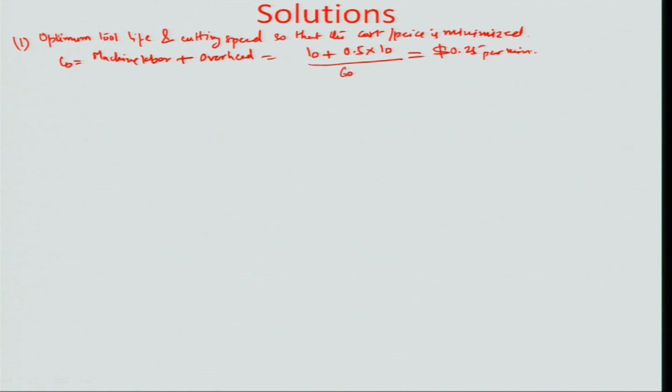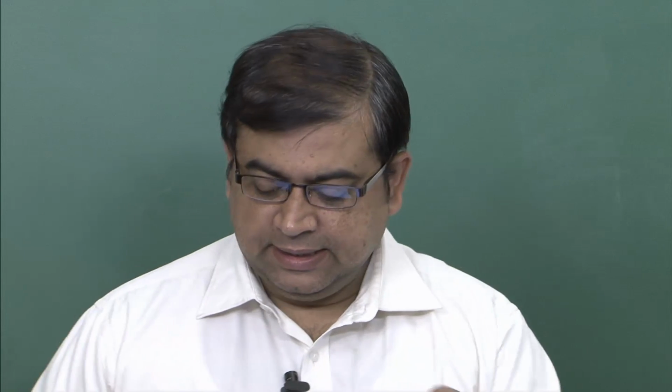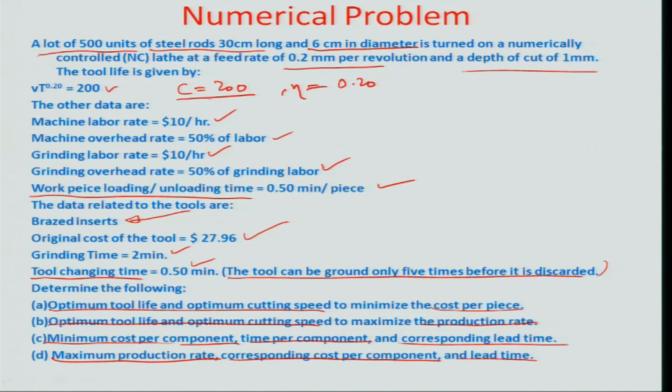and we also are interested in finding out the overall tooling cost, which also includes the original cost of the tool per cutting edge. This has been provided as $27.96, as illustrated in the data given in this problem statement.